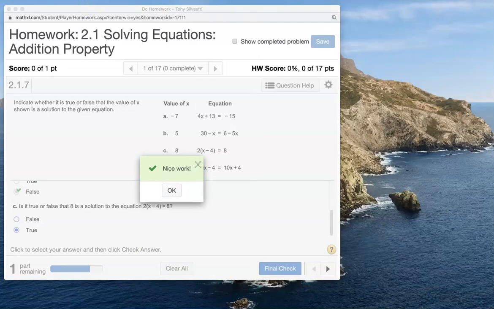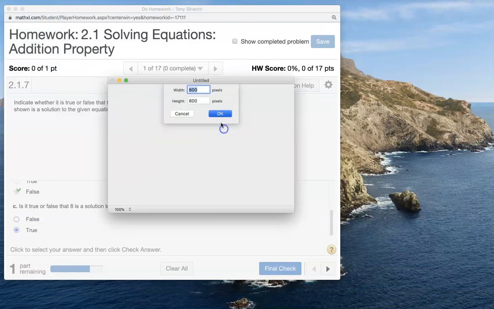Okay, let's get a new sheet of paper. Don't save that. File, new.